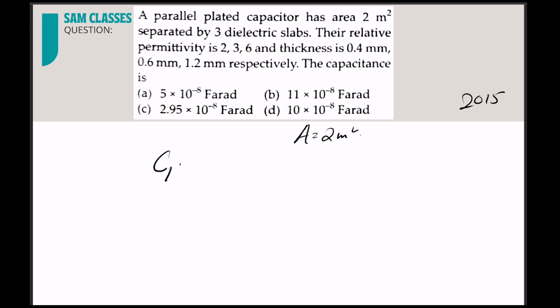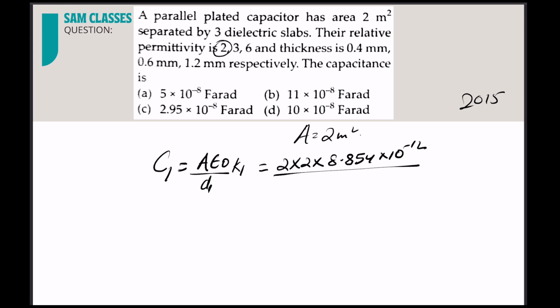So first find the first capacitance. The first capacitance is A epsilon naught K1 by D1, because for the first one we have inserted a dielectric, so this will act as 3 capacitors. A value is 2, K value for the first one is 2, and epsilon naught is 8.854 into 10 power minus 12, divided by the thickness, 0.4 into 10 power minus 3. See, the 2 into 4 and the 4 cancel. So we'll get 8.854 into 10 power minus 8.